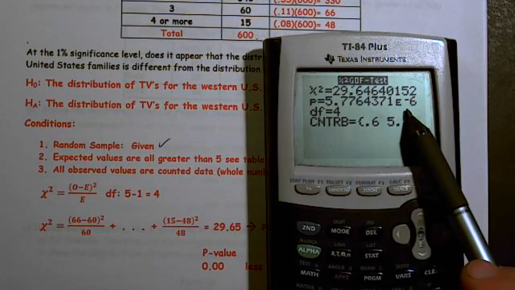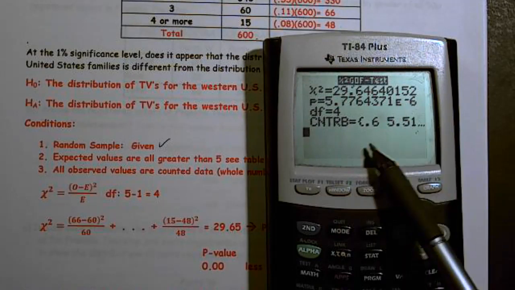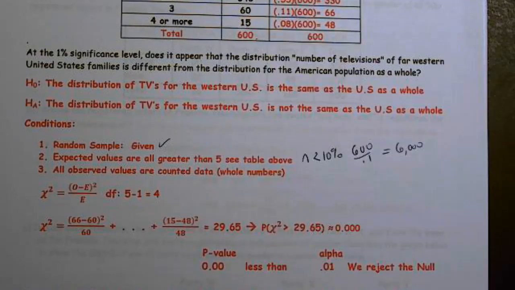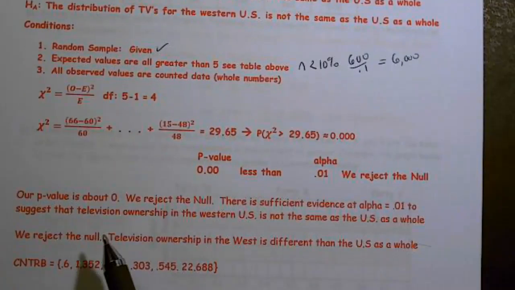Please be careful. We never have p-values greater than 1, so make sure you look. In this case, we're going to have 5 zeros, so it's approximately 0. Then we have our contributions down below. Our p-value is approximately 0, which is less than 0.01. We reject the null.